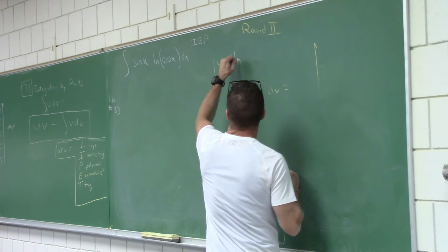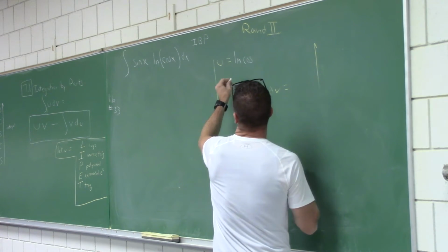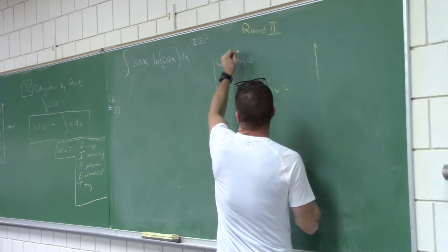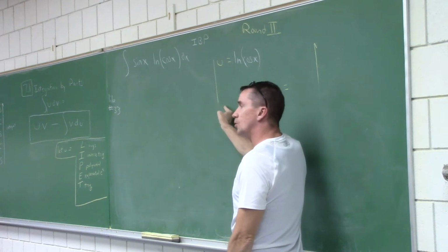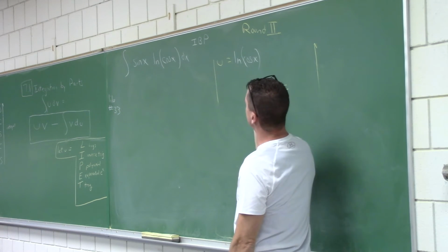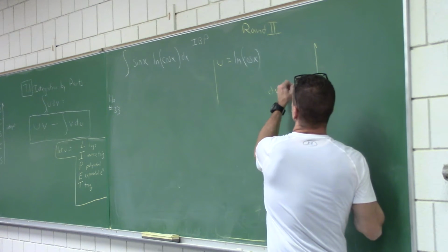You crushed it. You could have said it better. He says, I'm going to let u equal the natural log of the cosine of x. And then he's going to apply chain rule when he does the derivative. So what's the dv? Sine of x.